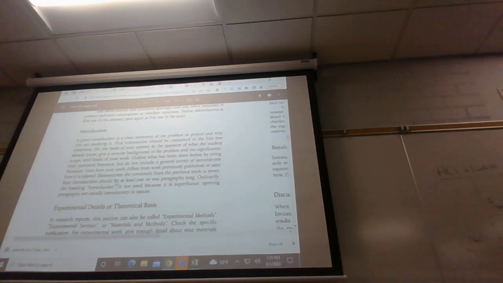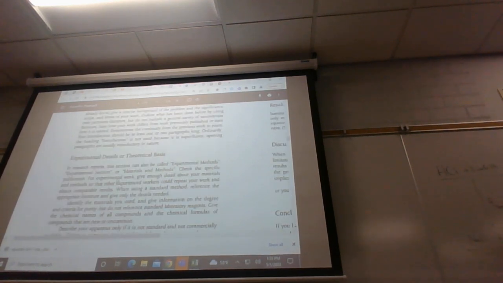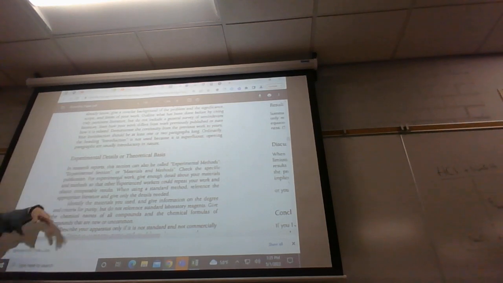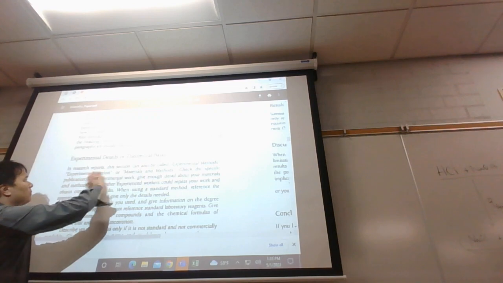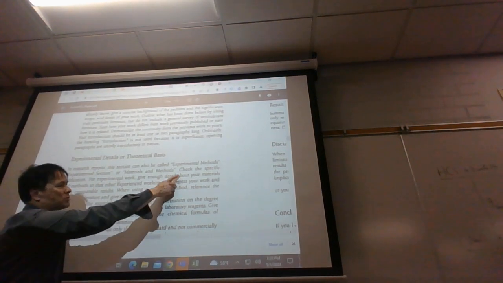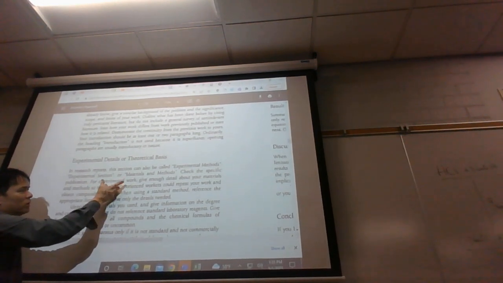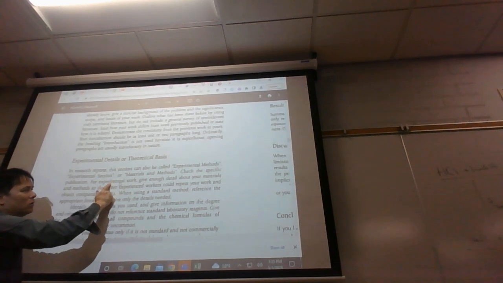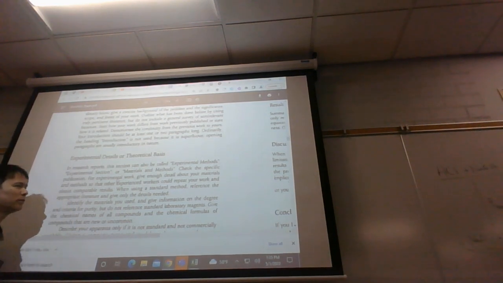Okay, after the introduction, which basically tells the reader what's interesting about this work and why it's relevant, then we go to the experimental details. Or if it's a theoretical paper, the math. But ours is experimental. The experimental details is also called experimental methods. It's also called the experimental section, or just experimental, which is not written here, or materials and methods, or methods and materials. They're all the same.